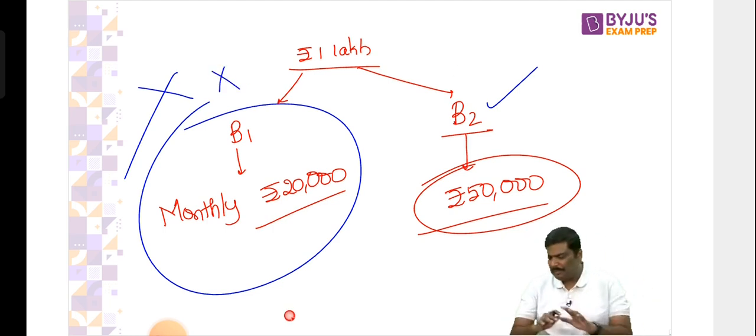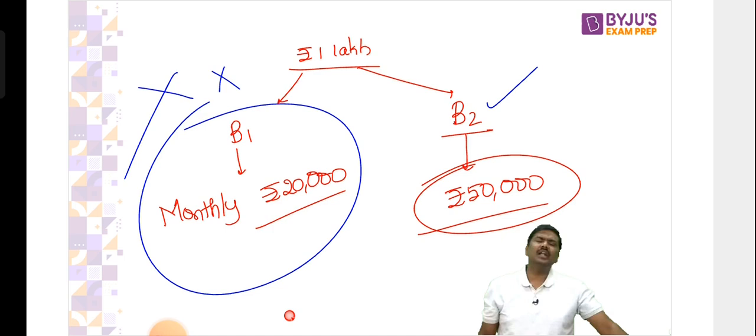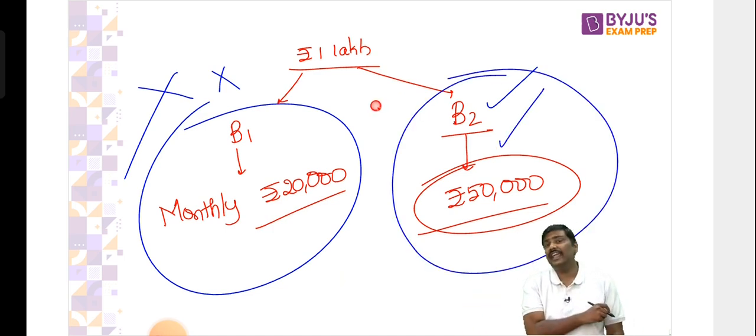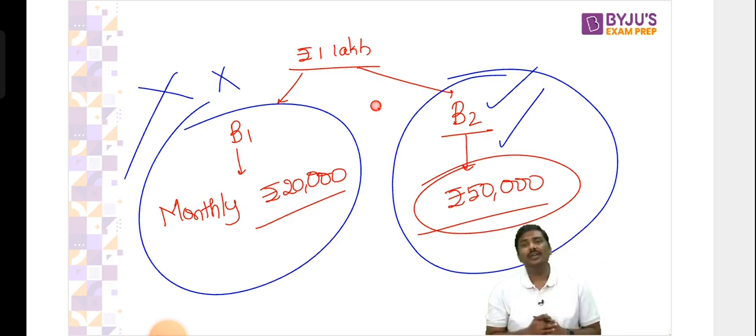B1 is not available. B2 is available. Don't only look at yourself and say, sir, doesn't matter, I'll take it. But look at the overall economy. In the overall economy, if this is the option, what will happen to the number of loans taken? The number of loans taken obviously will come down. Apply the same logic here.